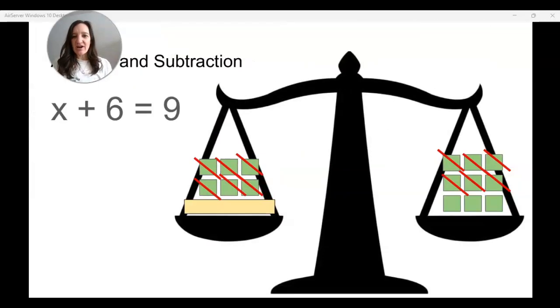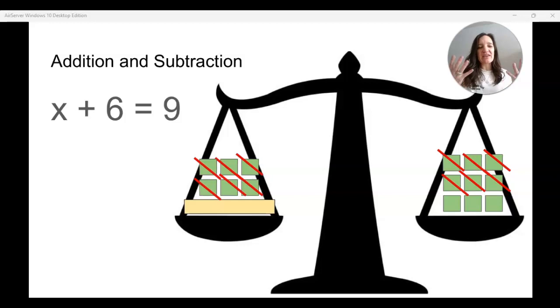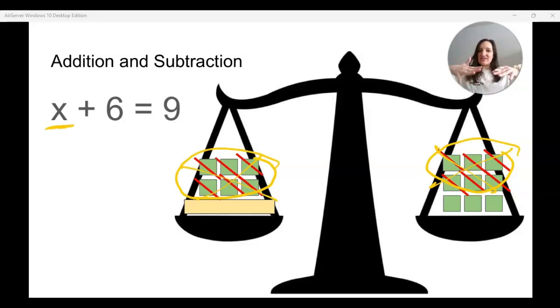Today we are going to be solving one-step equations using addition and subtraction. We talked about in our previous lessons how we can think of equations as like a balance. So if we have x plus 6 on one side and equals 9 on the other side, to figure out what x is, we can take away the exact same amount and still have a balanced equation, so still being able to use that equal sign.